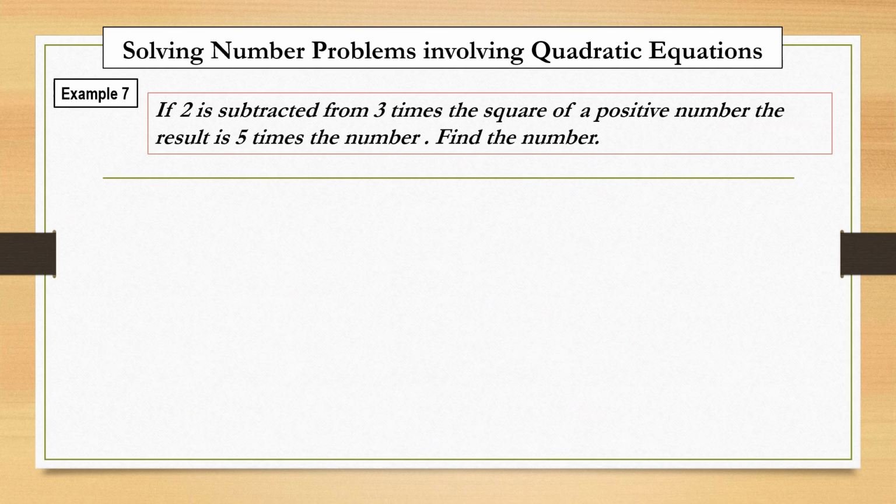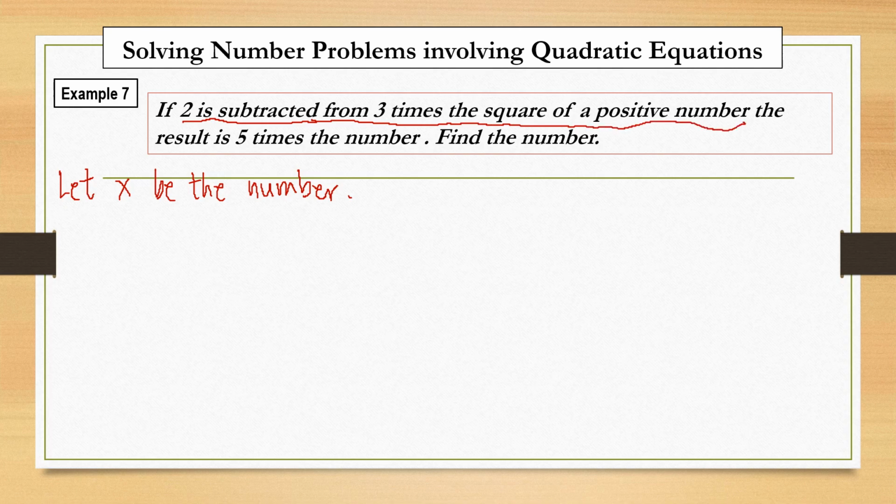Let's have another example. If 2 is subtracted from 3 times the square of a positive number, the result is 5 times the number. Find the number. So first, let us assign a variable to the unknown number. Let x be the number. Now, what is the square of the positive number? If the given number is x, the square of it is x squared.